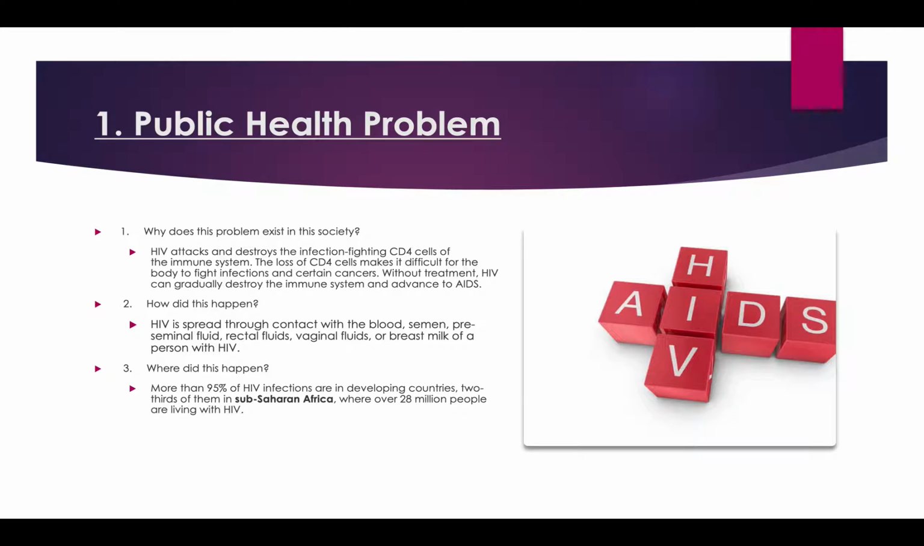Where does it happen? More than 95% of HIV infections are in developing countries. Two-thirds of them are in sub-Saharan Africa, where over 28 million people are living with HIV.